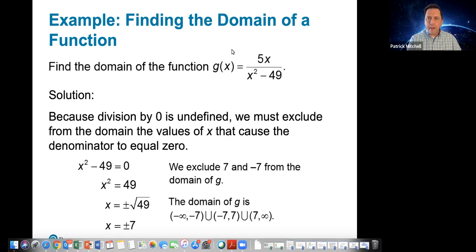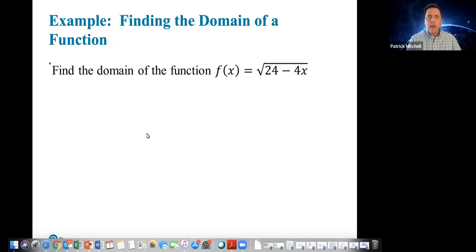This one I'm going to have to do on the tablet. All right, it's another domain problem. We want to find the domain of the function f of x equals the square root of 24 minus 4x. So it might not be a bad idea to pause the video for just a minute and think about how that'll look. This time we don't have a fraction involved, so it's not that similar to the last problem. Whenever you're ready, unpause the video and we will compare notes.